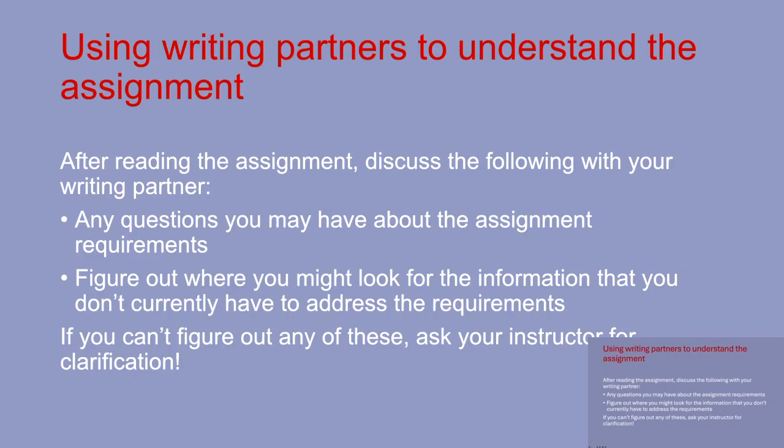to your instructor. And you might want to start figuring out where you might start looking for the information that you don't currently have to address the requirements. Are there textbooks that you currently have or required readings that are readily available to you? Or do you need to go to the library and start looking? And when I say go to the library, that can obviously mean online as well. And do you know what journals you would go to, what reports you might look into? Get some ideas from your writing partner. And again, if you can't figure any of these out, go to your instructor for clarification.